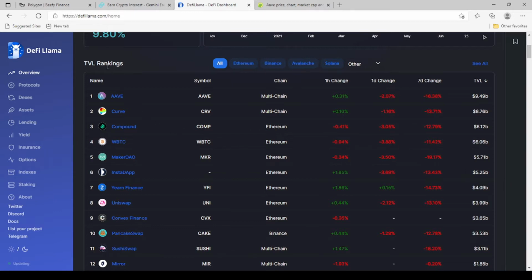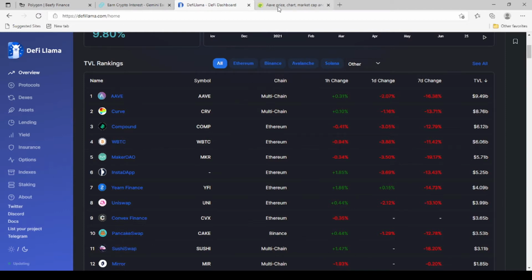According to the TVL, which stands for total value locked, the amount of money that's put onto these protocols for different purposes, right now the biggest one is Aave. So it's sort of a bank where you can borrow and lend, and Curve is also another big one, and so on and so forth. I'll let you guys do your own research.